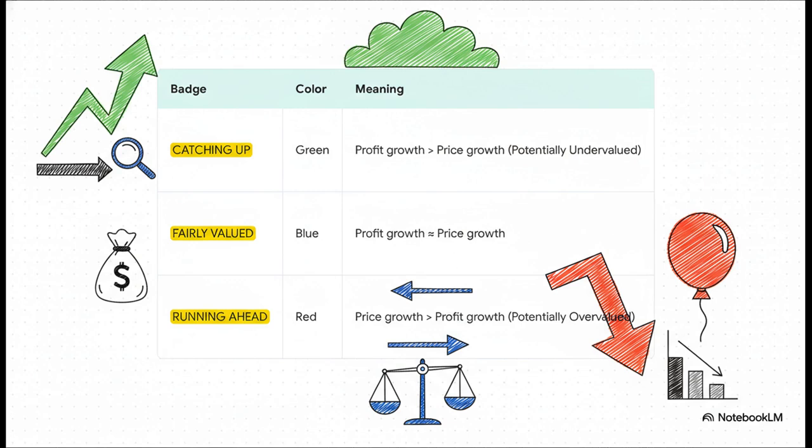A green catching up badge, that's often a great starting point for value investors because it suggests the market hasn't fully appreciated the company's profit growth. And on the flip side, a red running ahead badge is a huge warning sign that the stock's price might be more about hype than solid fundamentals.